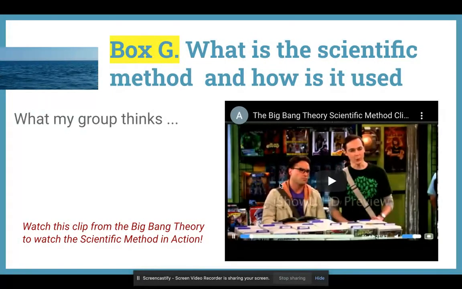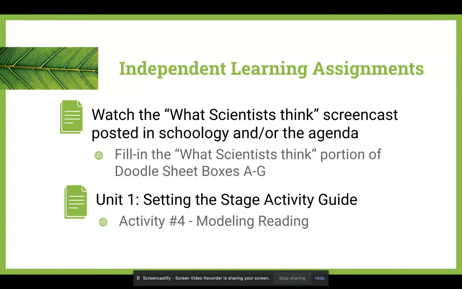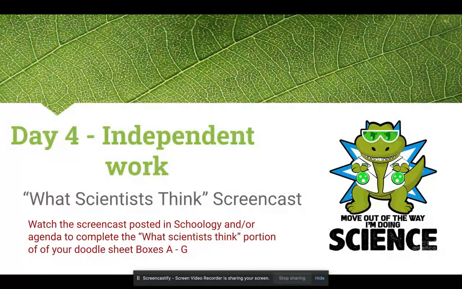And finally, box G, what is the scientific method and how is it used? So take a second, talk to your neighbor, go over what you think it is, and then next we are going to go over what it actually is. Okay, so now we are going to do your independent work. Depending on if you had time to finish this in class, you can still work with your partner if you want to go through this video together, or this might be homework depending on how you used your time. But we're going to go ahead and keep going.